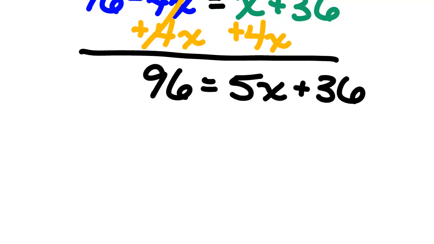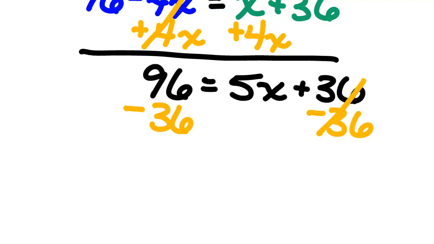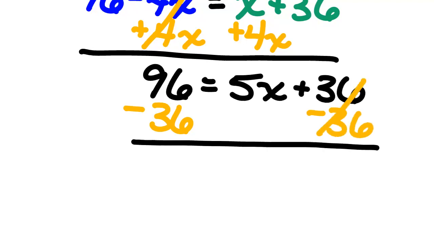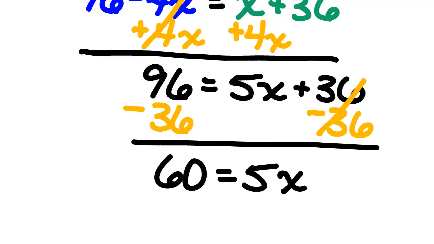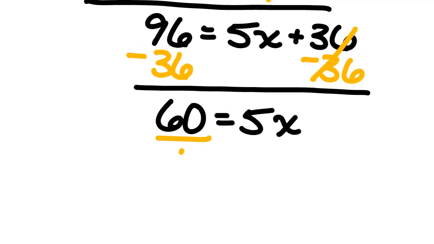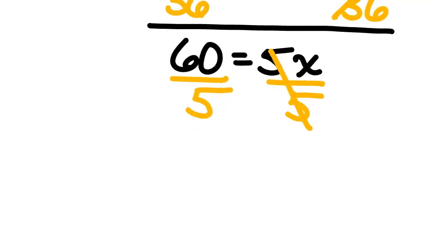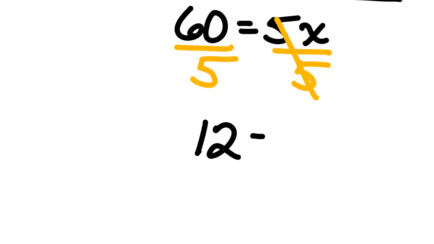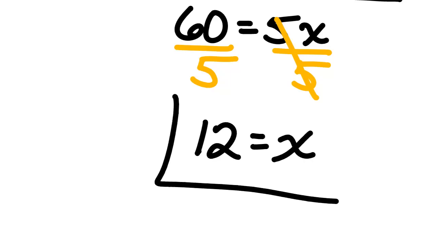And then what do I do? Subtract 36 from both sides. What is 96 minus 36? 60 equals 5x. Divide both sides by 5, and I get that x is how big? 12. All right, that's half of what I was supposed to find.